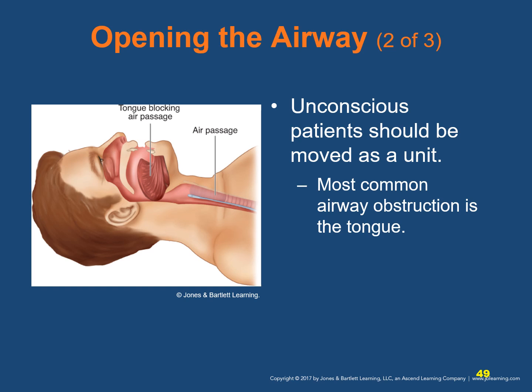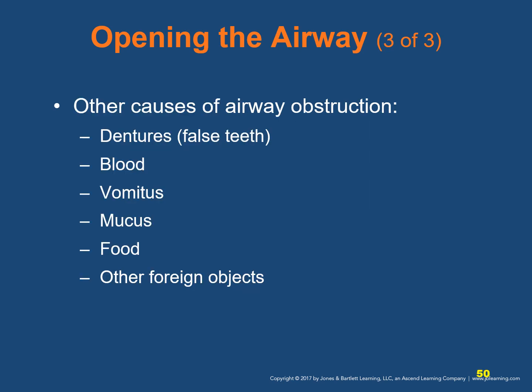Here's an example of unconscious patients that should be moved as a unit. And remember, once you get them on their back, the most common airway obstruction is the tongue. They also have risk for spinal injury. Other causes of airway obstruction are dentures, false teeth or partials, blood, vomitus, mucus, food, or other foreign objects.